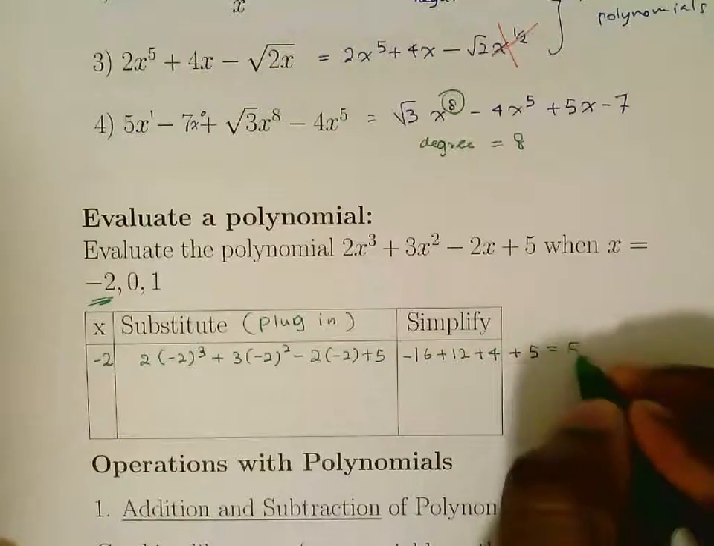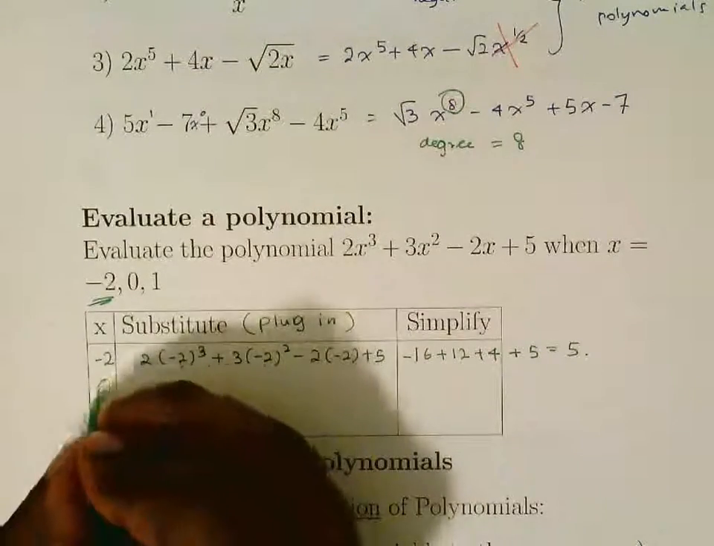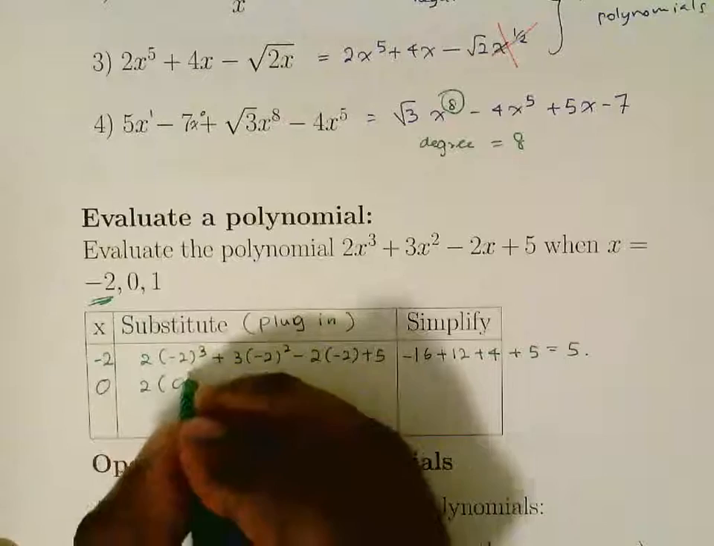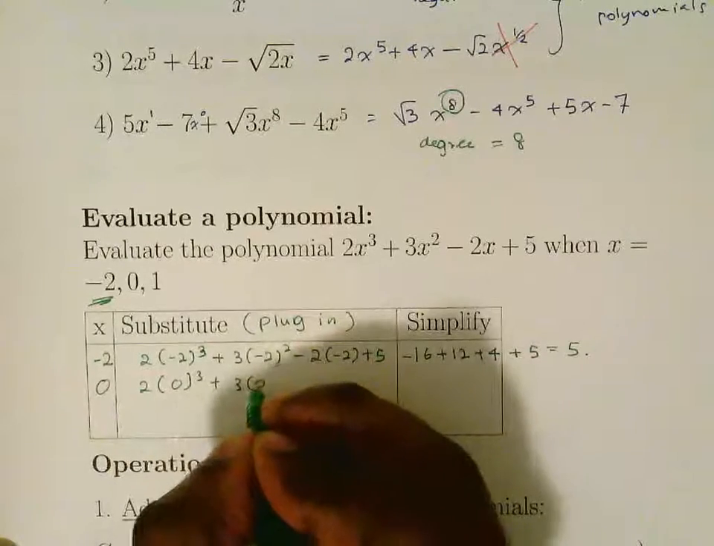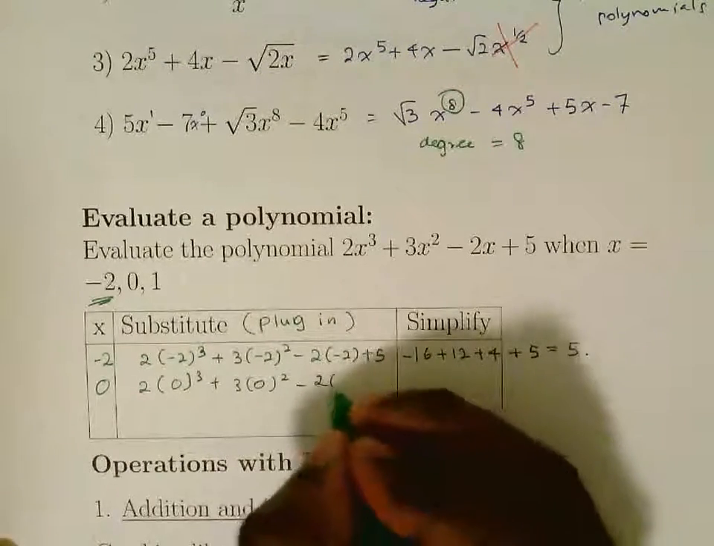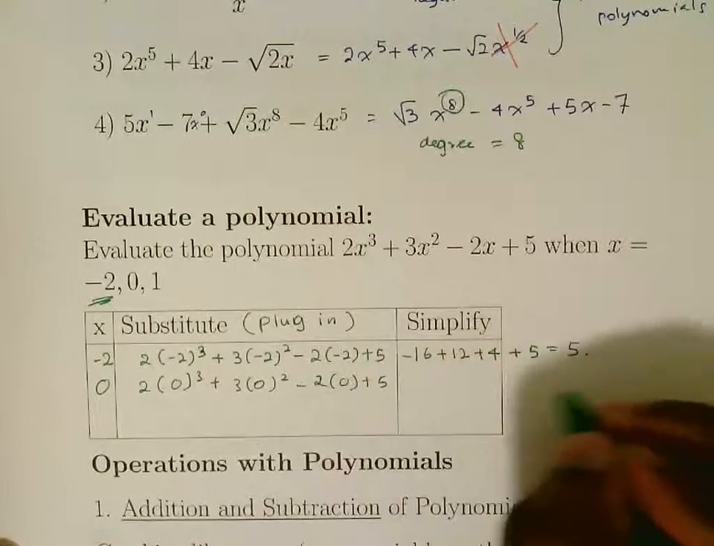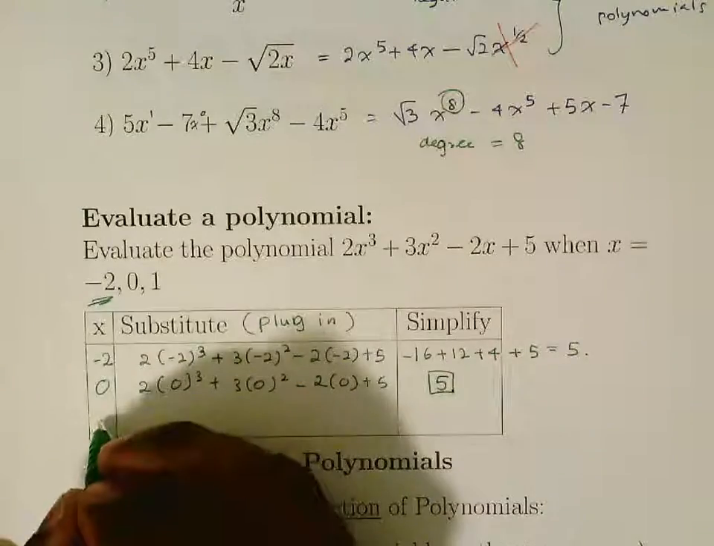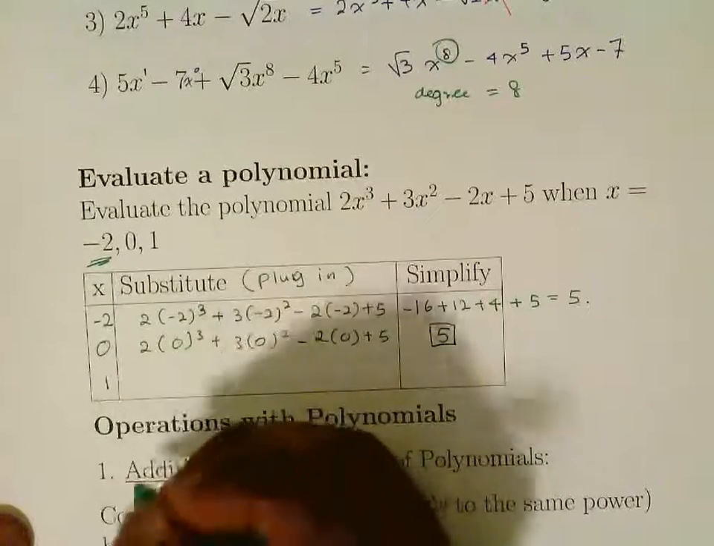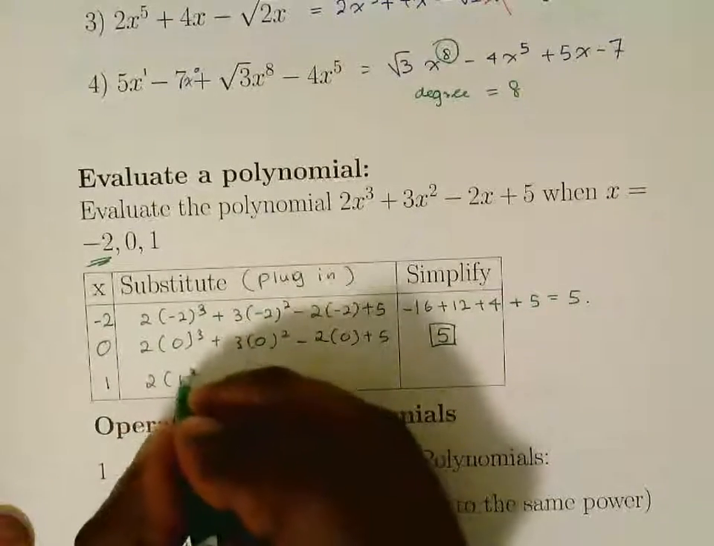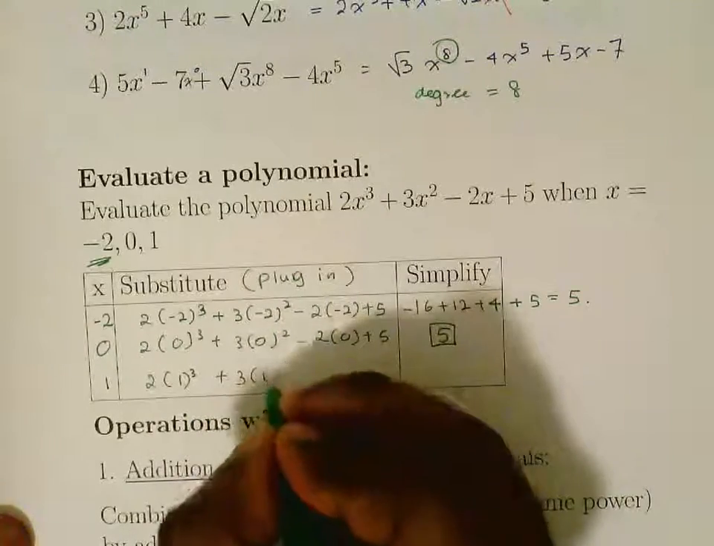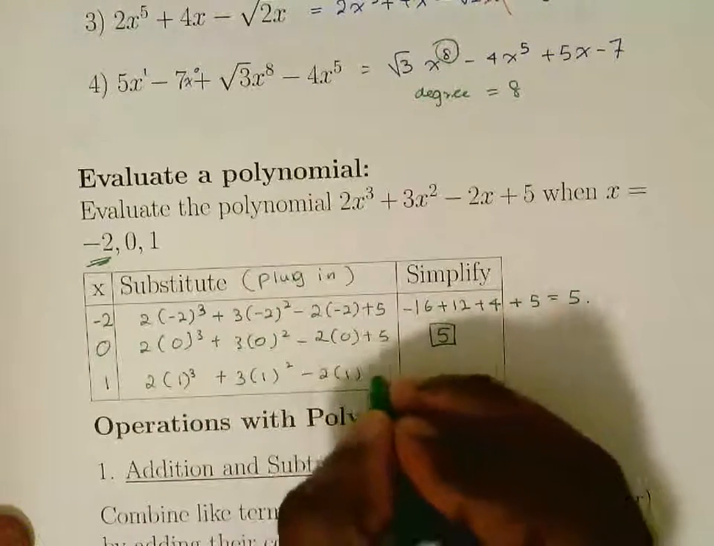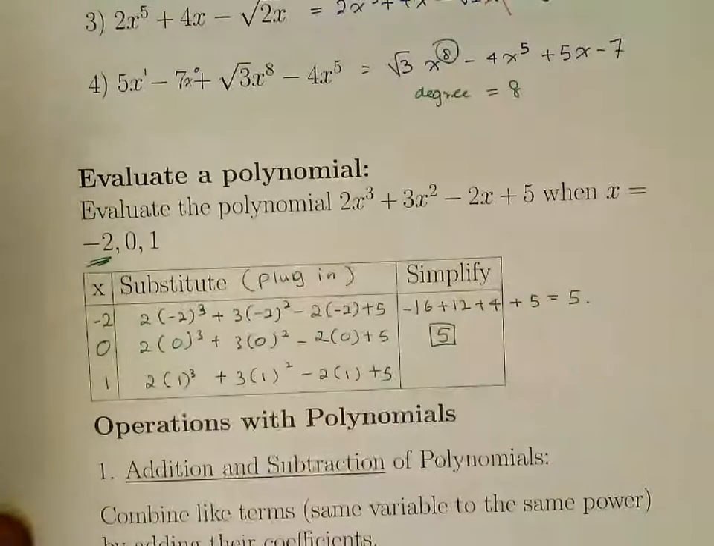That is 5. And you plug in 0. You get 2 times 0 cubed plus 3 times 0 squared minus 2 times 0 plus 5. That's 5 again. And last, let's plug in 1. So you get 2 times 1 cubed plus 3 times 1 squared minus 2 times 1 plus 5. That's 8.